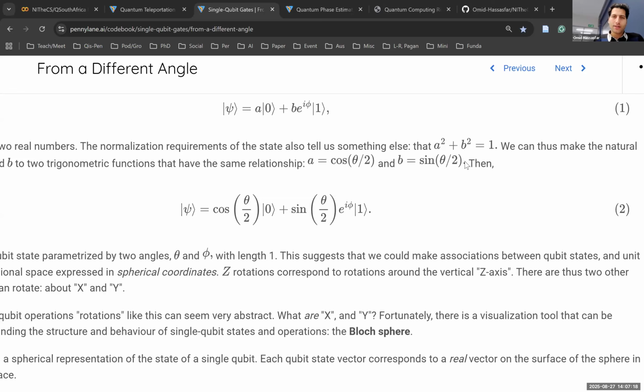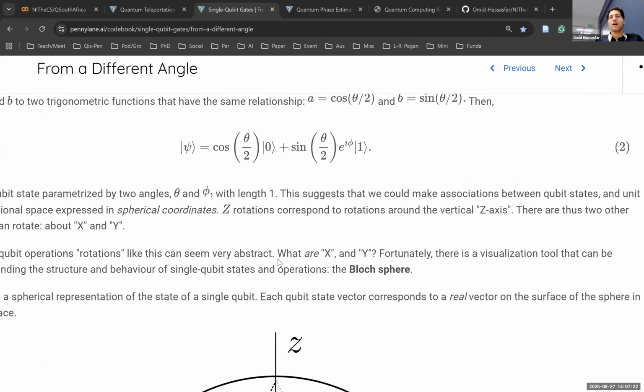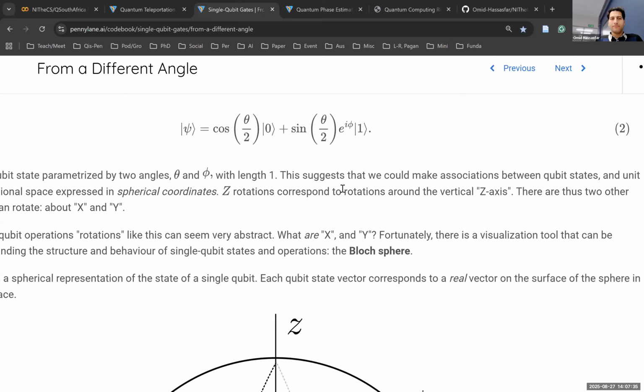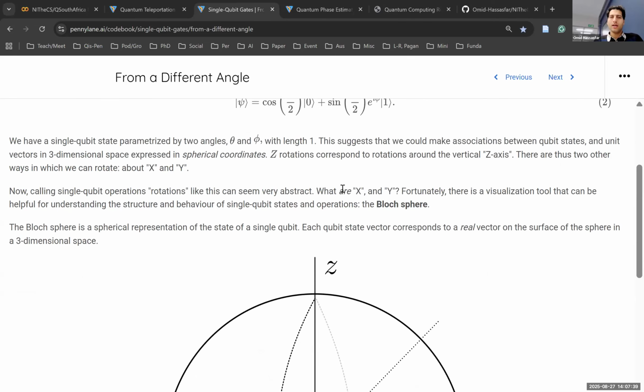So instead of this, we're going to use cosine theta over 2 times 0 plus sine theta over 2 times e to the i phi times 1. This is another representation instead of alpha 0 plus beta 1. Here, we have two parameters, theta and phi, and that's enough for us to represent our qubit on the surface of the Bloch sphere.